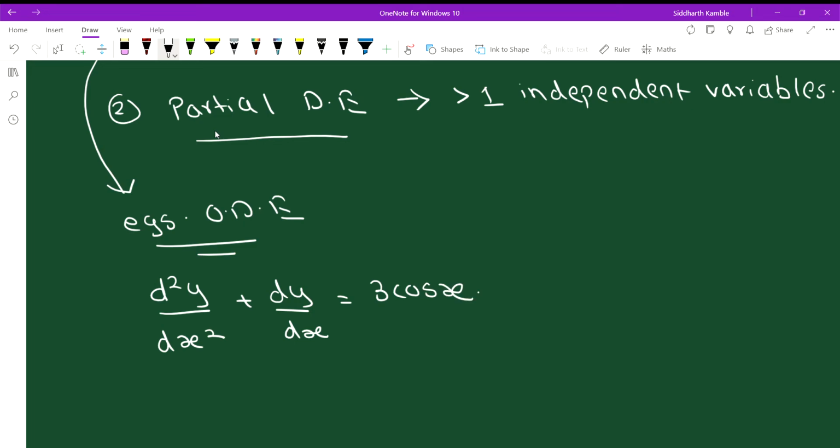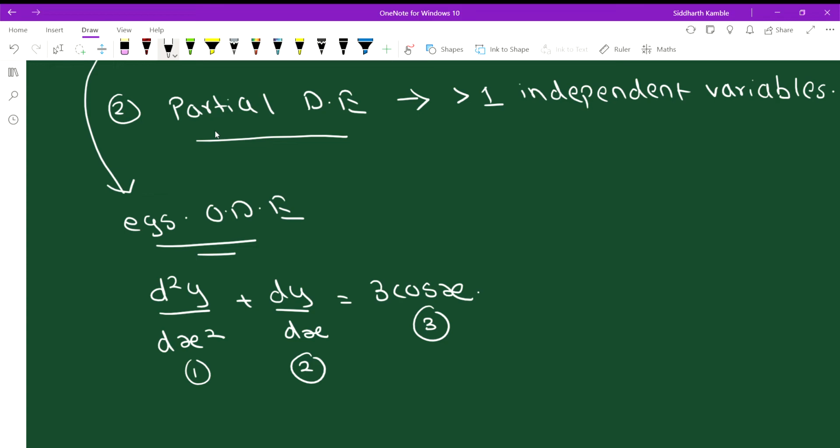Now, over here, in the first term, we are differentiating y with respect to x twice. That is, y is differentiated twice. Two times we have taken the derivative of y with respect to x. In the second term, we have basically taken the derivative only once. And in the third term over here, we have cos x, that is a function of x.